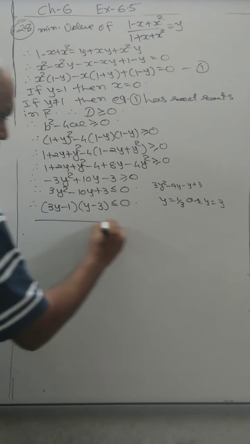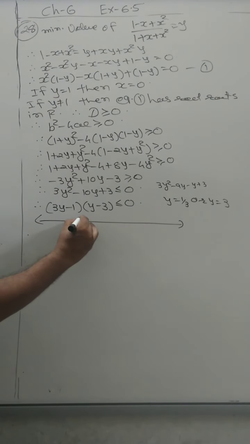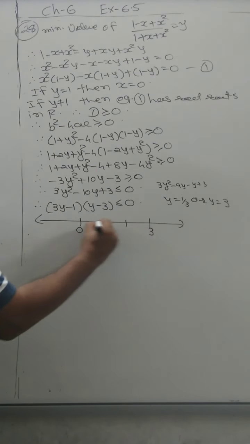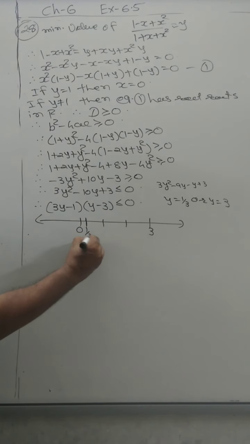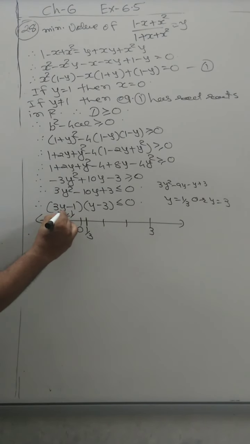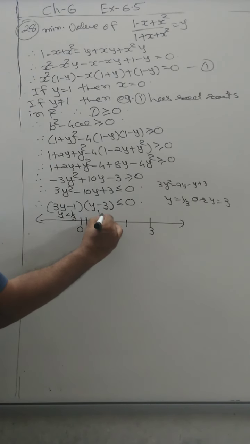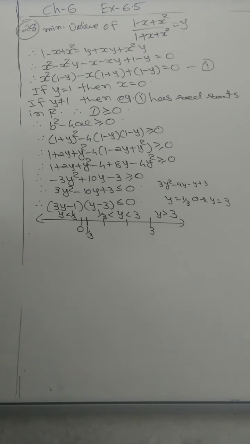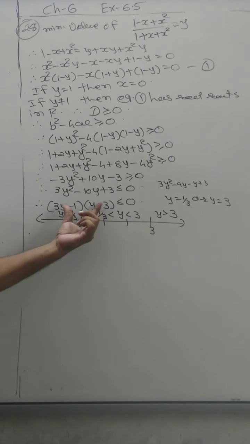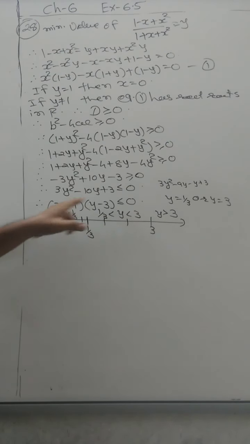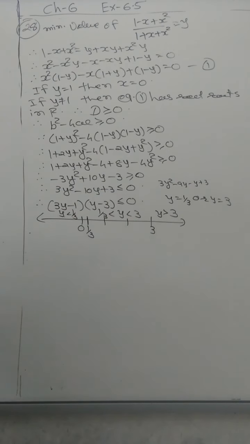Okay, so here we just place these values, then here we have 0, 1, 2 and 3. Here 1 by 3 is there, this is 3, and there are 3 intervals. First is y less than 1 by 3. Second is 1 by 3 less than y less than 3, and third is y greater than 3. If we take this value, then we get this answer, because when one term is greater than 0 and another term is less than 0, then the alternate sign is obtained.